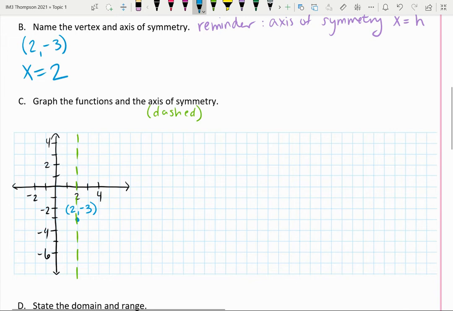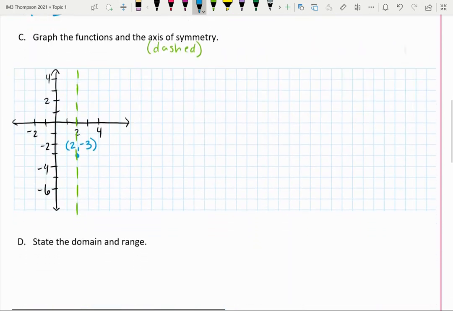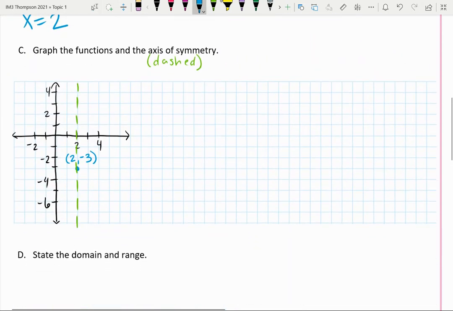Looking at this function, I know that a is -1, so it's going to open down. But a is just 1, so I'm not going to have a different stretch or shrink. That reflection across the x-axis is what causes this to flip. So I go over 1, down 1, and then over 1, down 3. And that will give me the shape of this graph.